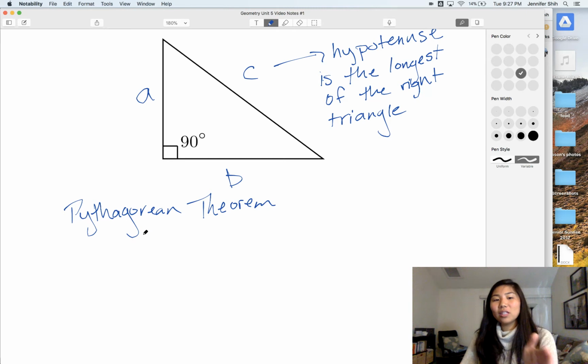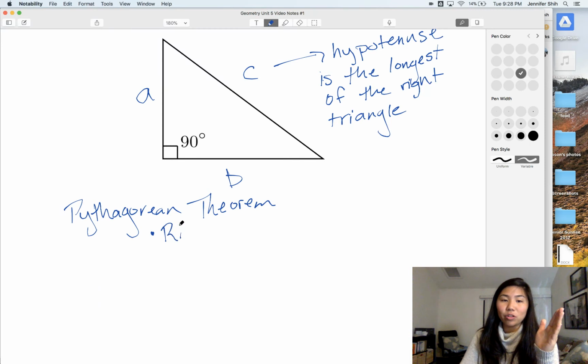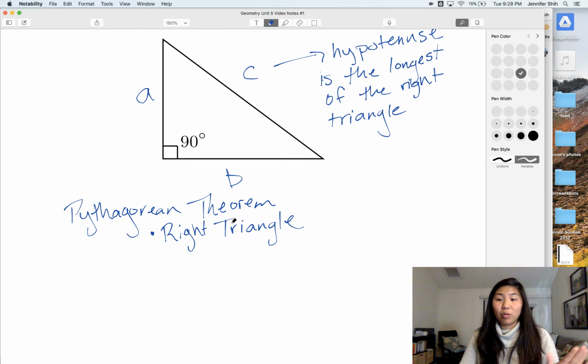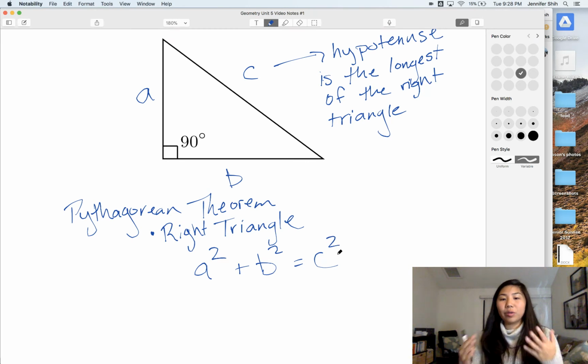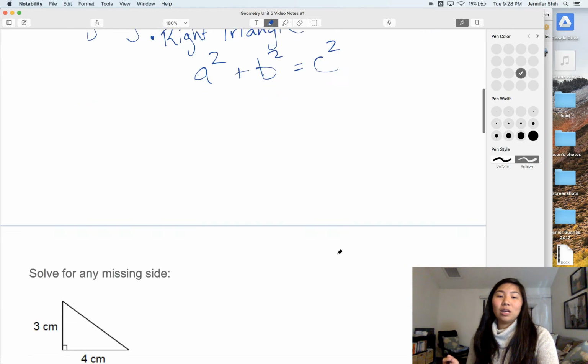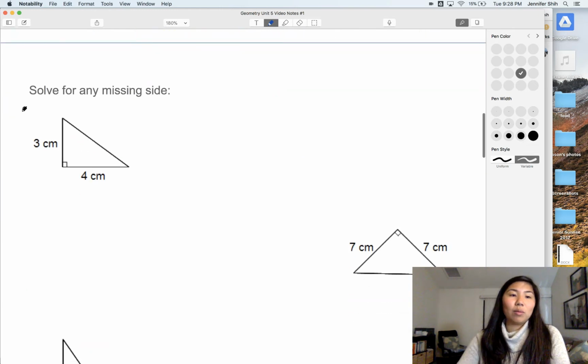One of the criteria for the Pythagorean theorem is that it must be a right triangle. So if this is a right triangle, then you may apply the Pythagorean theorem. And the Pythagorean theorem is if you square the legs of the triangle, that's going to equal the hypotenuse squared. So A squared plus B squared is C squared. If I ever ask you to apply the Pythagorean theorem, you're going to write A squared plus B squared equals C squared and then solve for the missing side. So let's practice. Here is our first example. Example 1.